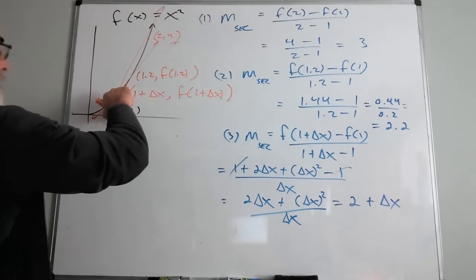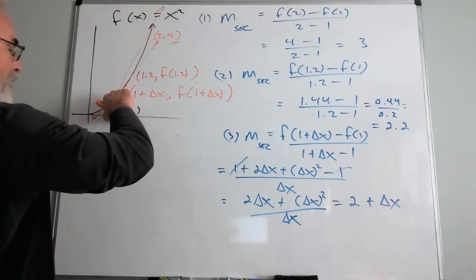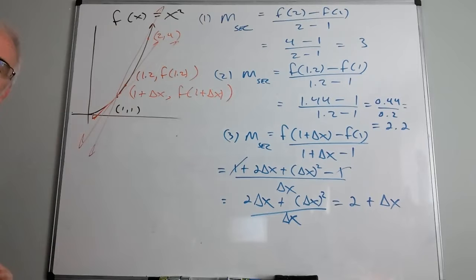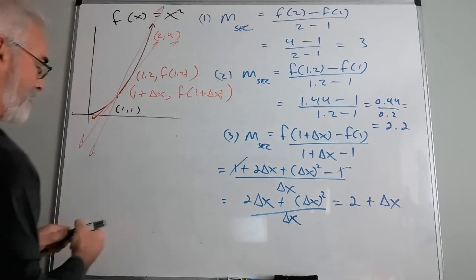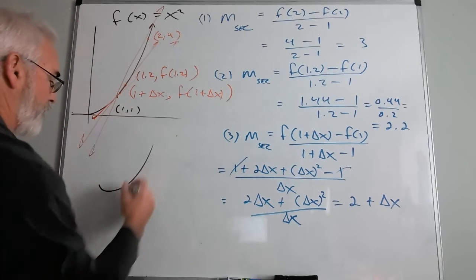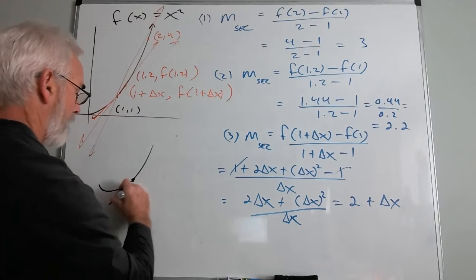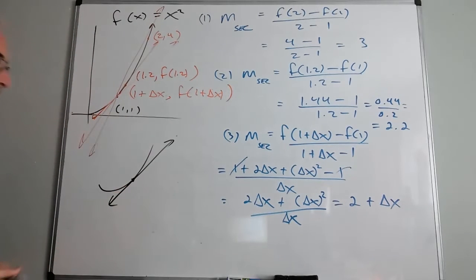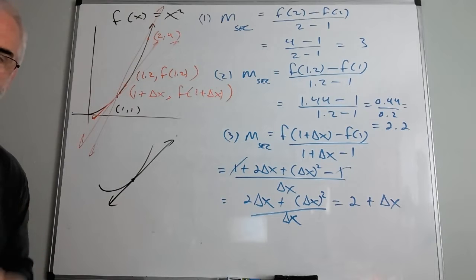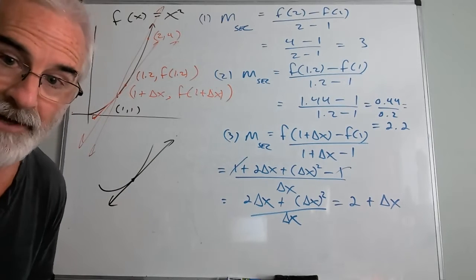What about at the point 1, 1? At the point 1, comma 1, I would like the slope of the tangent line. So in other words, if I have a curve like that and I want the slope here, I want to do that. I don't want to involve a second point. So that's what the tangent line is. There's no second point. Okay.